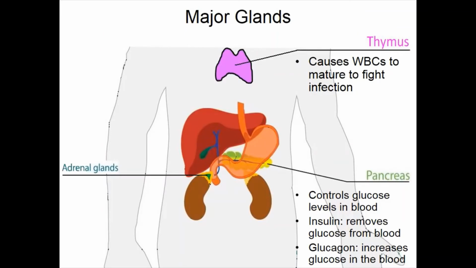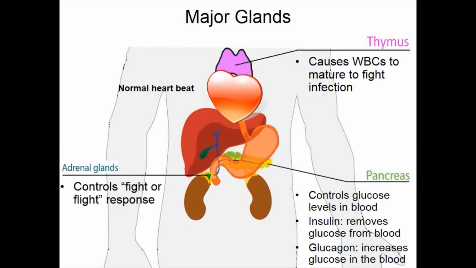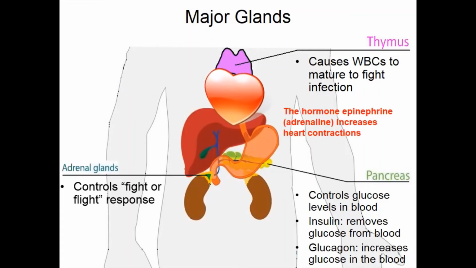Okay, so the next major glands I want to mention are called the adrenal glands, and we have two of them, one on top of each kidney. The adrenal glands help to control our fight or flight response. I'll say more on that in just a moment. Well, here's our heart, and here's the normal heartbeat. But in times of stress or in times of a threat, let's say a near car accident or a suspicious character walking towards you in a dark alley, what happens is the adrenal glands will release a hormone called adrenaline, or also called epinephrine.